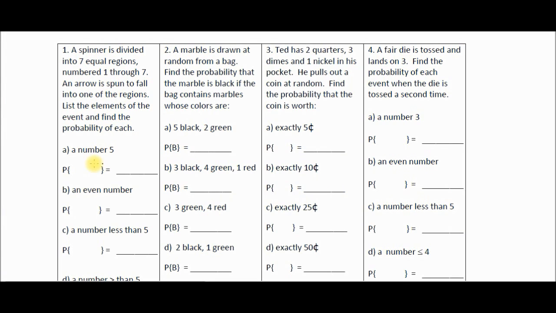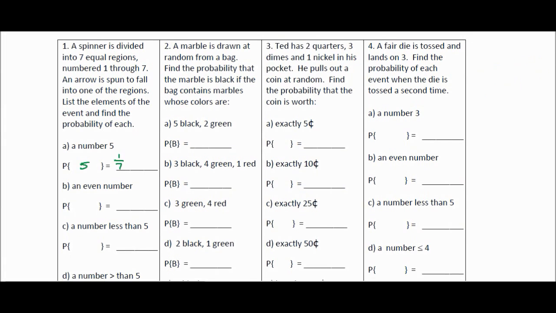Okay, so we're spinning the spinner. A number 5, that means if we list the elements of the event, 5 makes me happy. So the probability of getting a 5, well, there is one space on this spinner that is a 5. That means one space makes me happy out of a total number of 7 spaces. So 1 over 7 will make me happy. Again, your job is to write this as a percent. I'm going to skip that part for now.